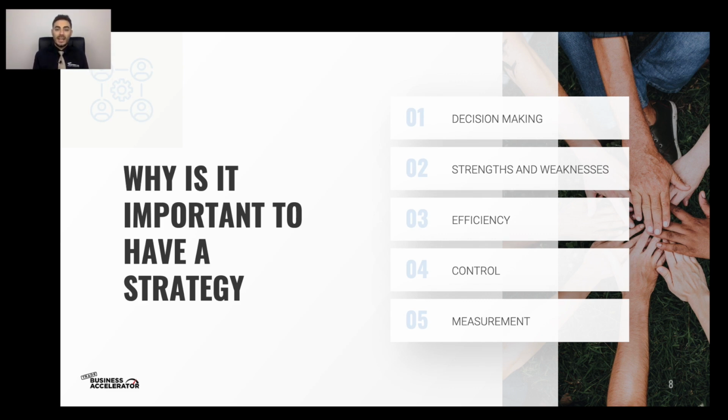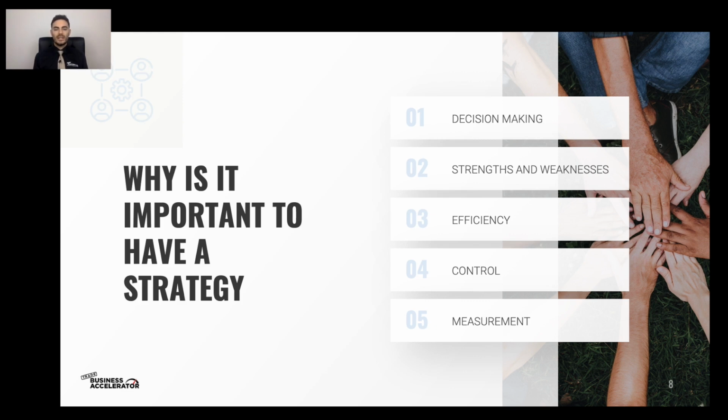That's one of the key things and key benefits of having a business strategy in place. Number two, it very much shines a light on what our business strengths are and what our weaknesses are. Without a business strategy, it can sometimes be very difficult to understand exactly what our strengths are as a business and what our weaknesses are.